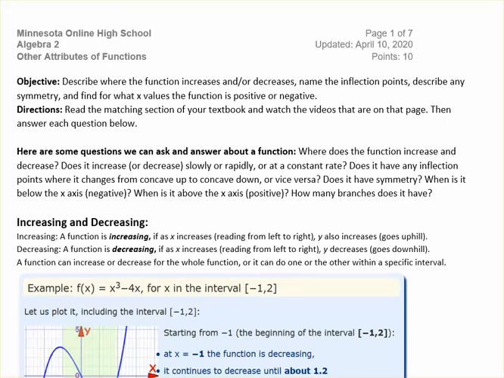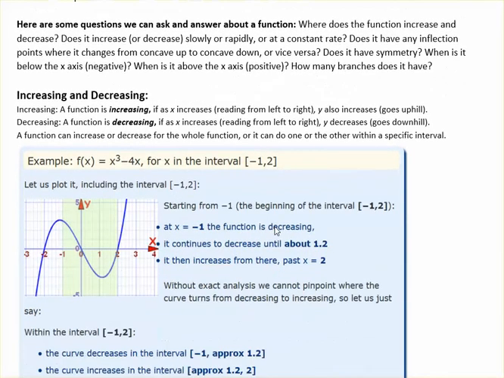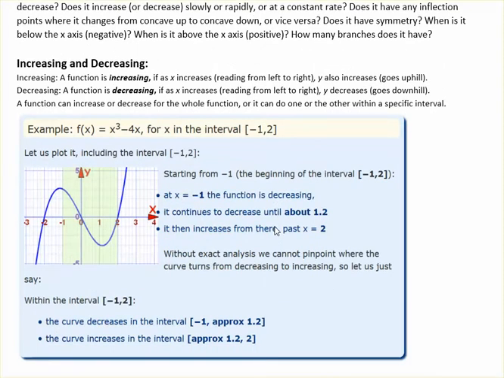We're going to look at some more attributes of functions today. So here are some questions that we can ask and answer about a function, in addition to the ones that we've looked at in the last few worksheets. Where does the function increase and decrease? Does it increase or decrease slowly or rapidly or at a constant rate? Does it have any inflection points where it changes from concave up to concave down or vice versa? Does it have symmetry? When is it below the x-axis, which we call negative? When is it above the x-axis, positive? How many branches does it have? We're going to look at some of those in this section.